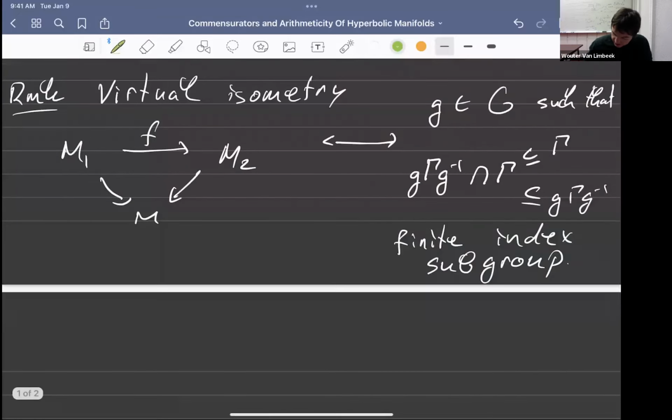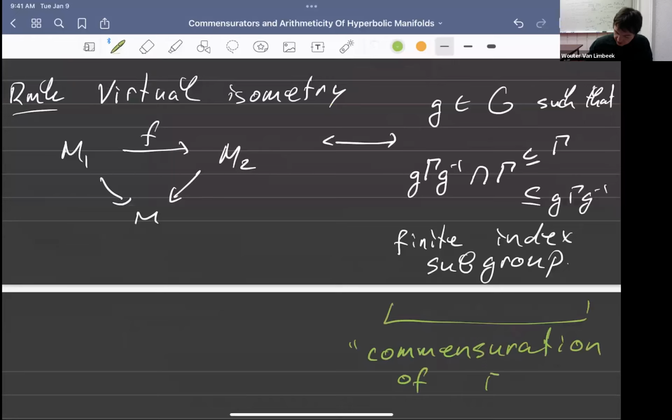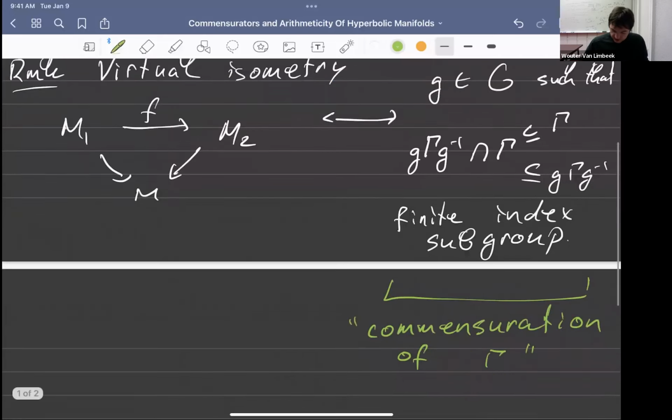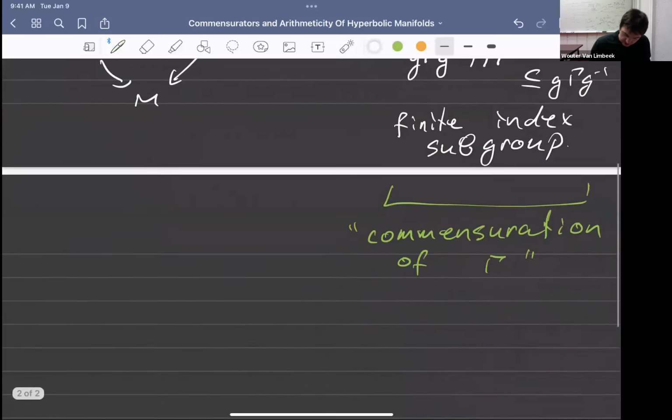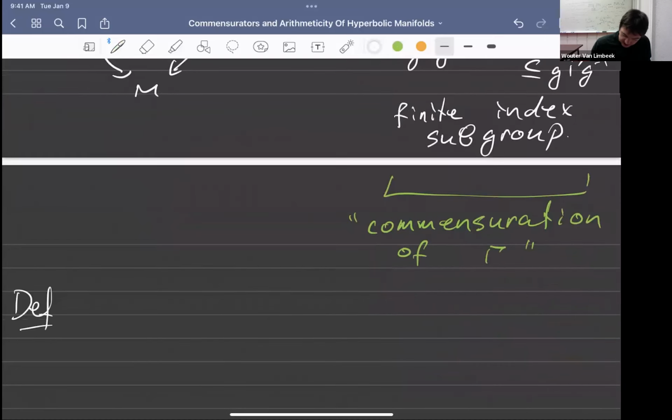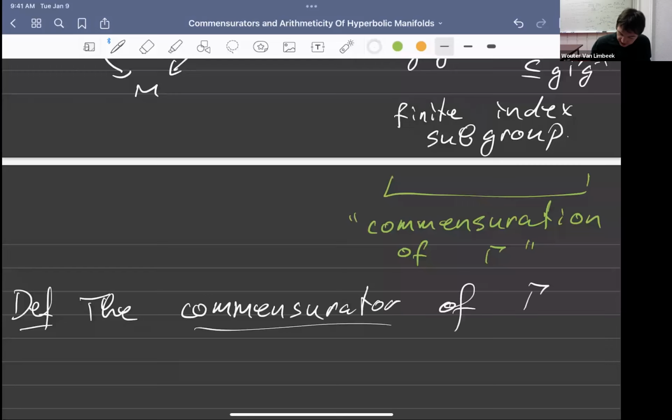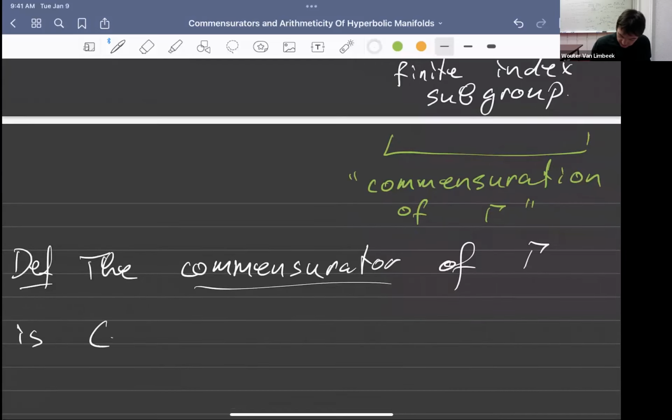Okay. And such an element I call a commensuration of gamma. Now, the key definition for the rest of the talk is that the commensurator of gamma is the subgroup that you get by, it's just all commensurations.